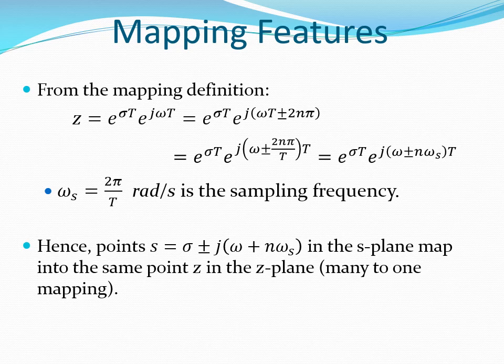Sampling frequency is given by 2 pi over t, where t is the sampling period. So as an expression, all points in this S-plane that satisfy the expression S equals sigma plus or minus j, open bracket, omega plus n omega s, close bracket, where n is a whole number, will map into the same point in the Z-plane. We call it many-to-one mapping.